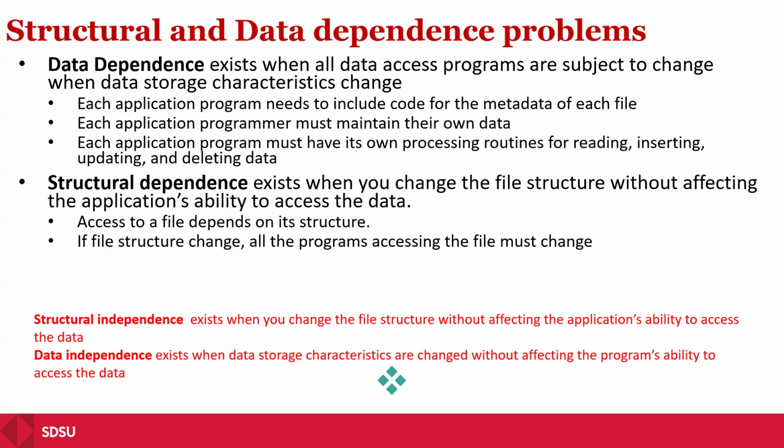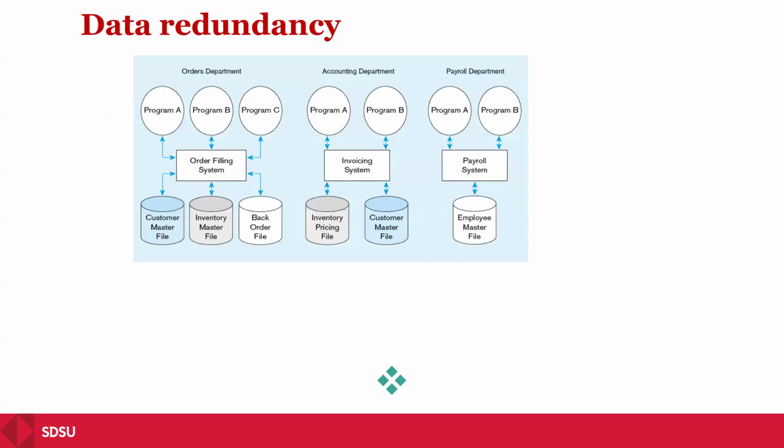Both structural independence and data independence are provided and supported by database management systems. So those problems of file processing systems are solved with the introduction of the database management system. Now, here's an example of data redundancy, another problem with the file processing system. We have two departments, in this case an accounting department that has a customer master file. We also have an order department that has another customer master file.